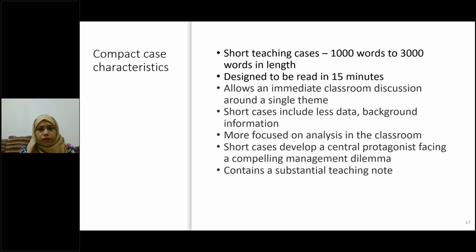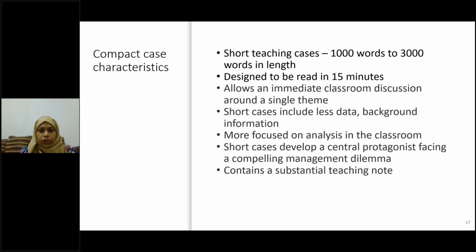It also allows immediate classroom discussion, because when you have traditional long cases like Harvard cases, 30 pages long, sometimes 40, 50 pages long, those cases you really need preparation. But short cases, 15 minutes, you can read it. So you don't need a long preparation, because when we have 20 students in a classroom, 40 students in a classroom, not all students actually read 30-page-long cases before they come to class. So this kind of short case allows them to have immediate classroom discussion. It also includes less data, less background information, and so on and so forth.